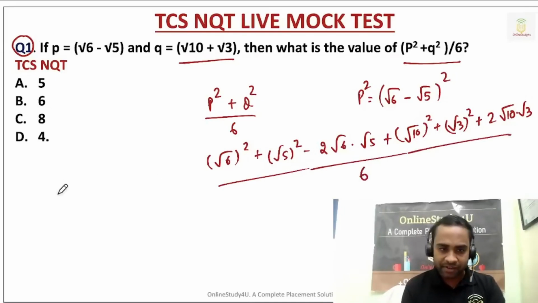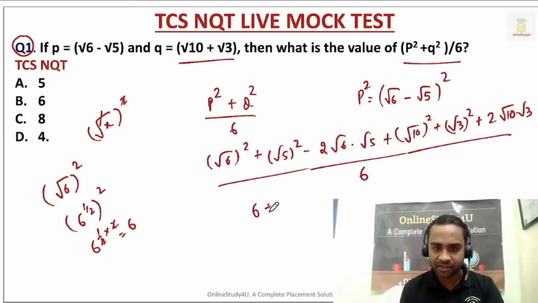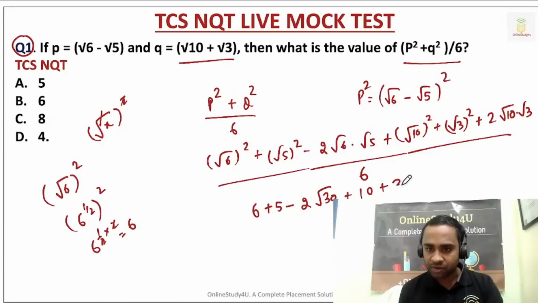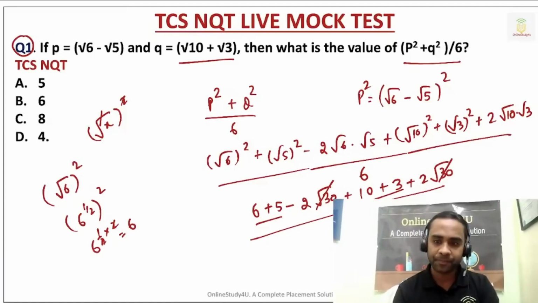Now friends, if you are making the square of a square root, a square root is power 1 by 2, then 1 by 2 into 2 gives power 1, so it gets cancelled. So (root 6) square is 6, plus 5, minus 2 root 6 into 5, which is 2 root 30, plus (root 10) square which is 10, and (root 3) square which is 3, plus 2 root 10 into 3, which is 2 root 30, divided by 6. Now this and this cancel. 11 plus 13 is 24, by 6, it will be 4.